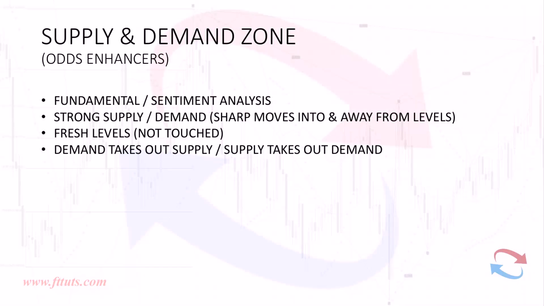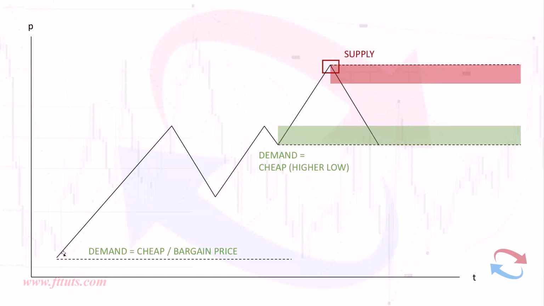The next odds enhancer is what I would describe as demand taking out supply, or supply taking out demand. So let's go to a chart and let's see what this looks like. Now, in this example, we've got supply here and we've got a demand zone here. In order for this to become an odds enhancer, a potentially really strong level of supply, what we need to happen is supply to take out this level of demand.